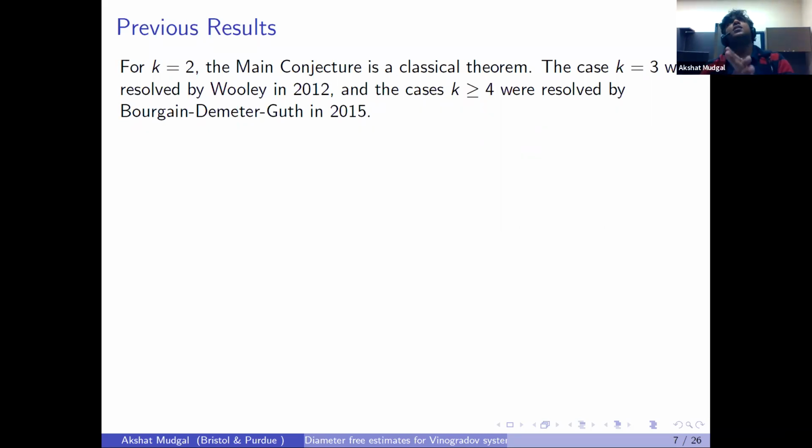And so we've got a good idea of what J_{s,k}(A_N) looks like. If you set A_N to be the first N natural numbers, we know how the additive energy for this Vinogradov system will look. So what about the case when A is not the first N natural numbers, but any arbitrary finite set of integers? Even in this case, the techniques of Bourgain-Demeter-Guth and Wooley would give nice results.